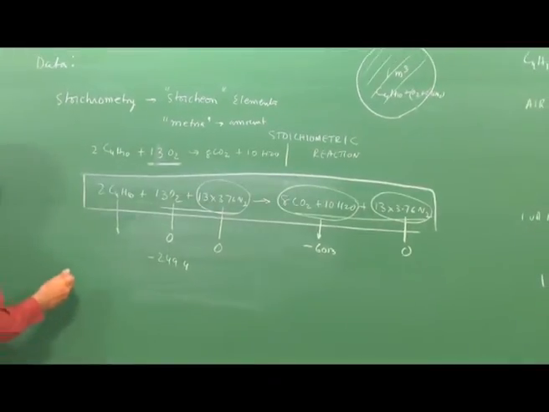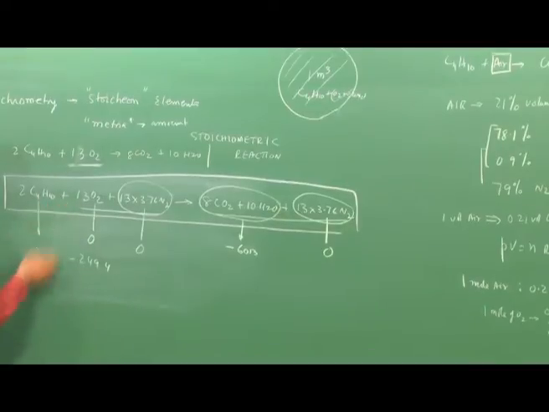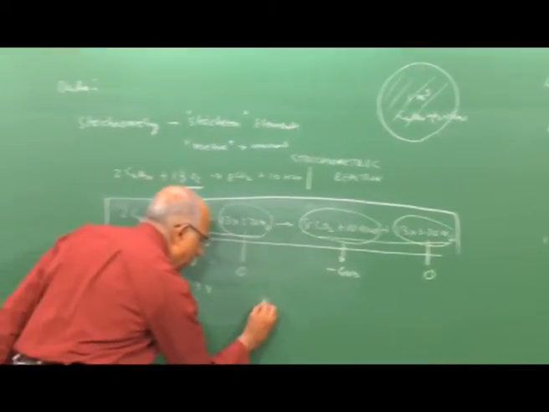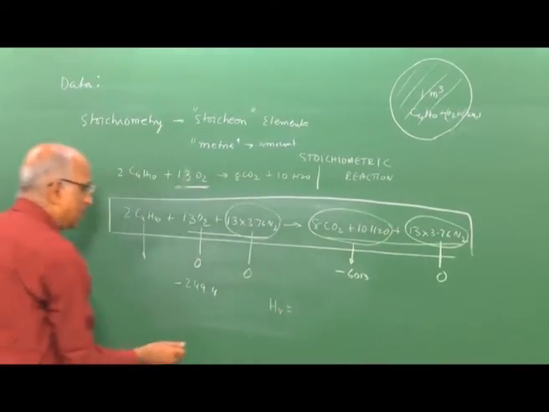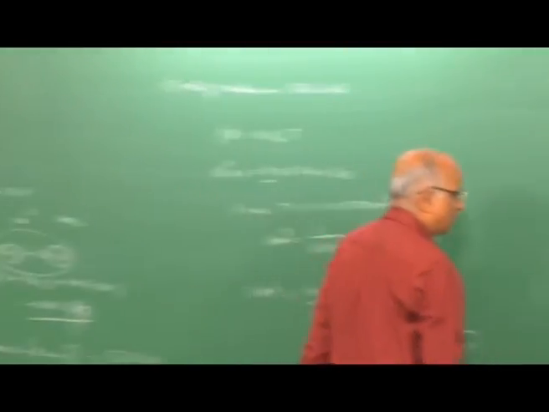And you see that I have exactly the same value for the products and the same value for the reactants, and therefore the heat of reaction in this case remains the same as earlier, and the value is what we had earlier, 5763.6.